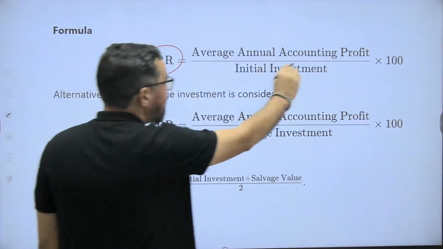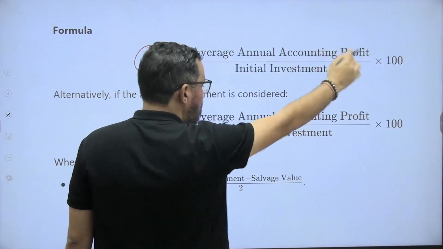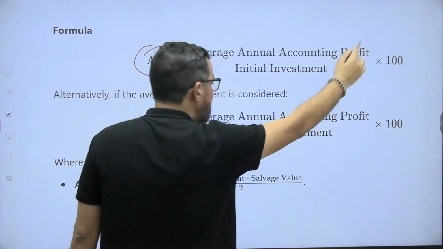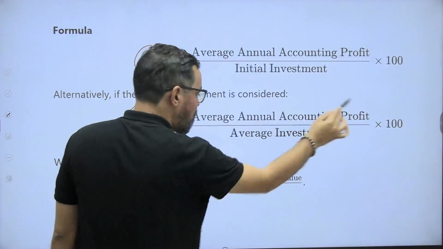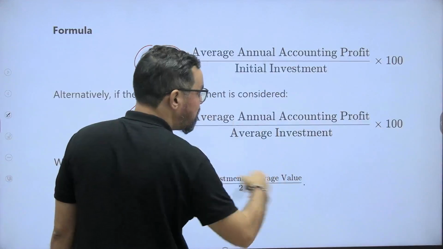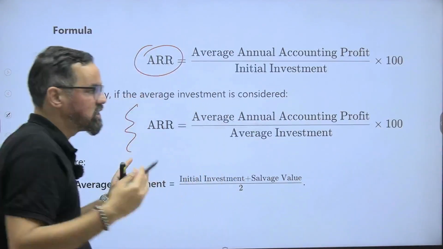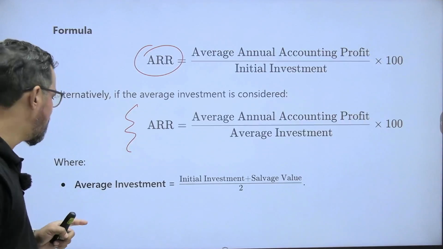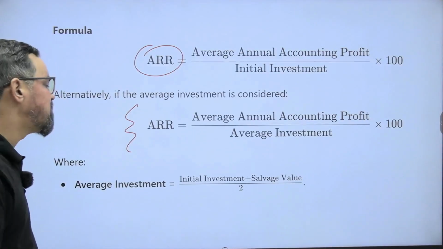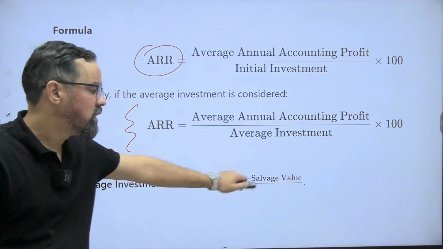So ARR is average annual accounting profit divided by initial investment into 100, simply, or else it can be average annual accounting profit divided by average investment, if, let's say, you have investment done on a monthly or yearly basis. So average investment is equal to initial investment plus salvage value divided by 2.